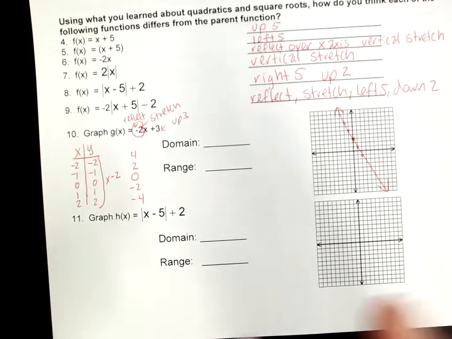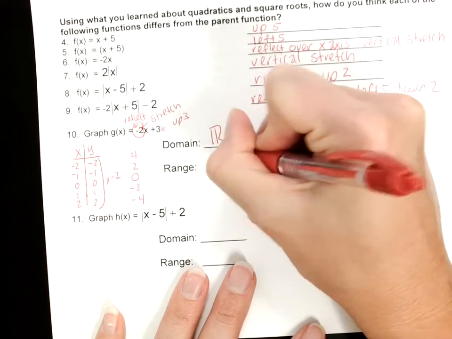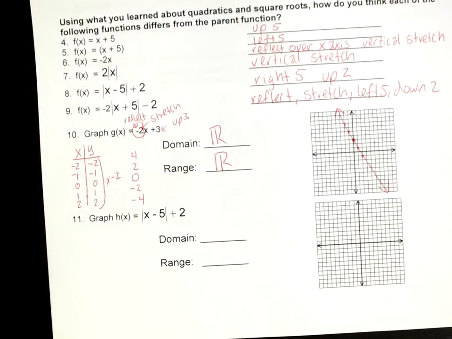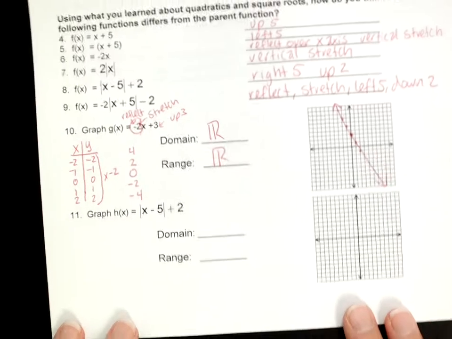Again, domain and range, infinitely to the left and right, infinitely up and down, all real numbers. Doesn't matter how you move all real numbers around, still going to be all real numbers.